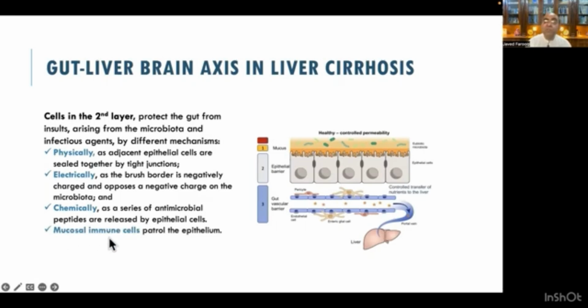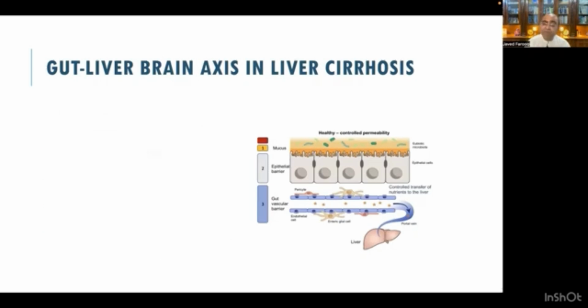Then mucosal immune cells patrol the epithelium and are a defense mechanism against these microbial products. And lastly, the lamina propria, which is enriched in plasma cells that release IgA, further protects the barrier. So there are well set mechanisms by which the second layer of this barrier defends against microbial damaging particles.